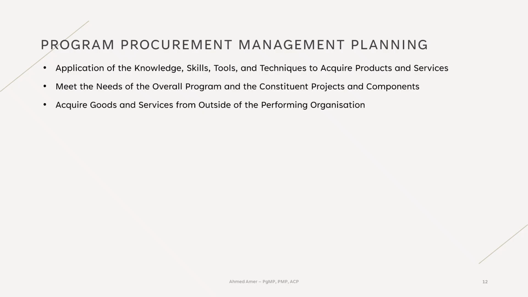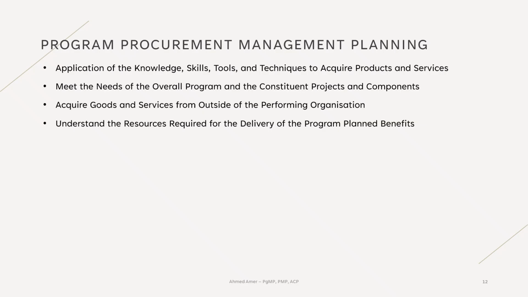To build this plan, the program manager must understand the resources required to deliver the program's expected benefits. Tools like make or buy analysis and the program WBS help determine what should be built internally and what should be purchased externally. The program manager also needs to stay aware of available funding and the needs of all program components. This is important because procurement decisions at the program level often look very different from decisions made at the project level. Early and intensive planning is critical here.